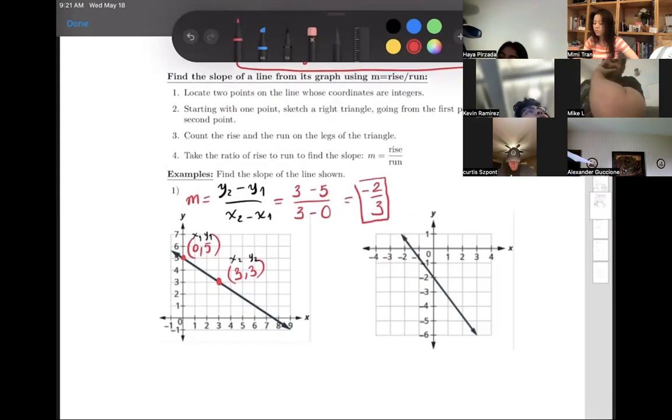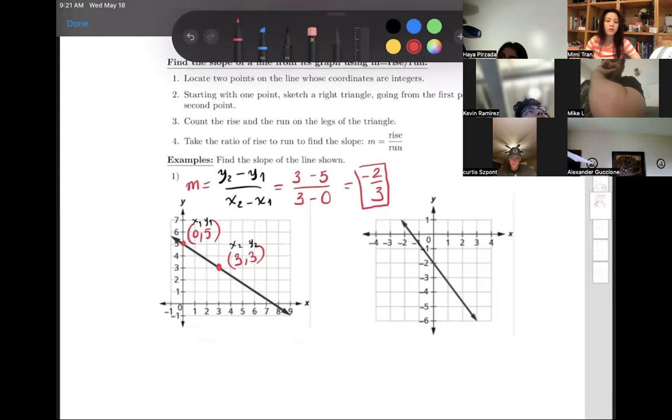Why don't you guys do part B and then put your answer in the chat privately to me. Jacob, can you turn on your cam so I can see you?